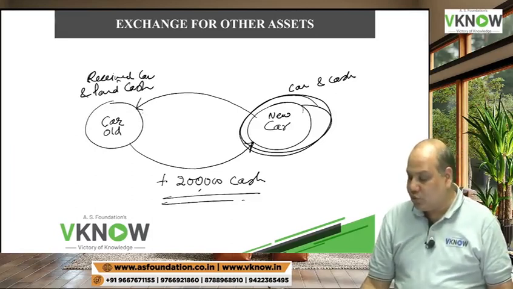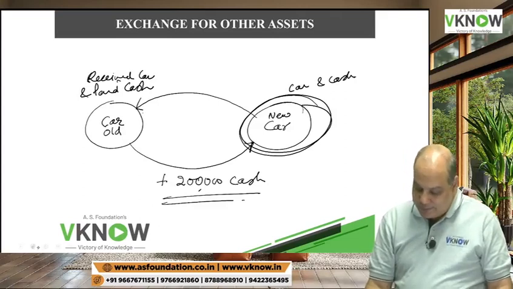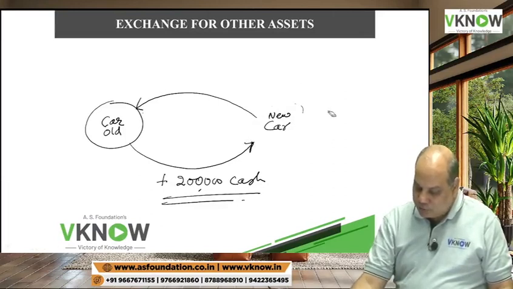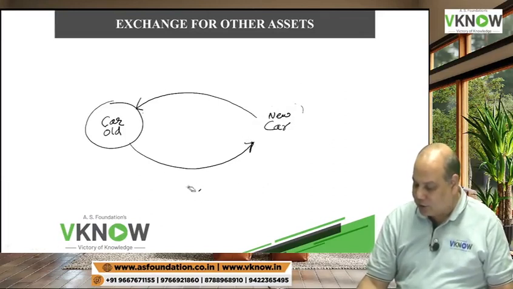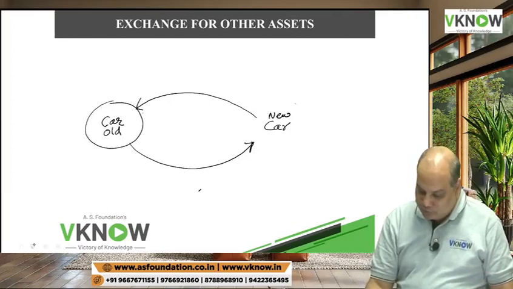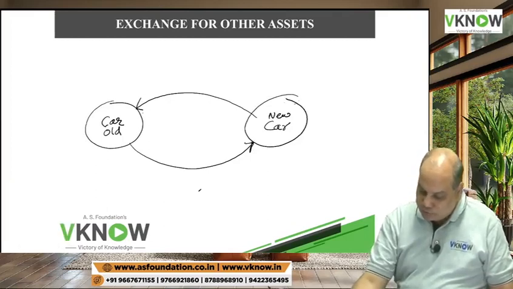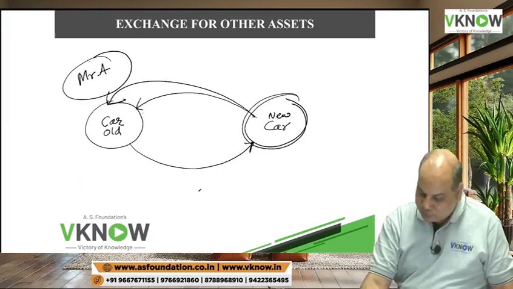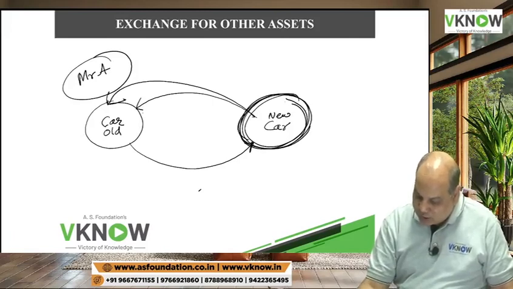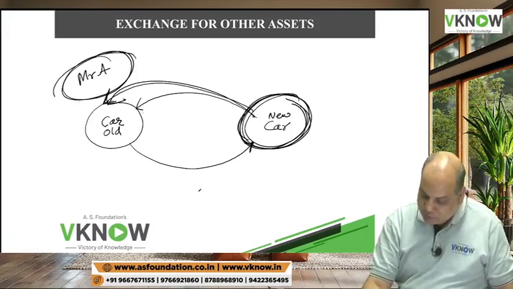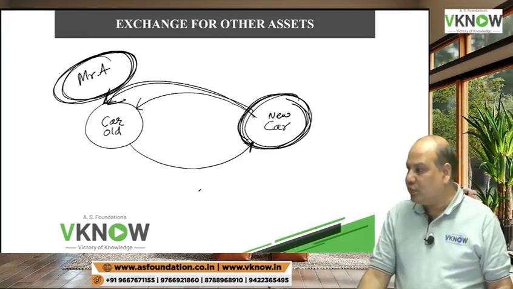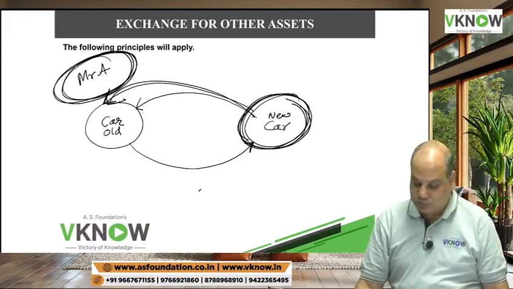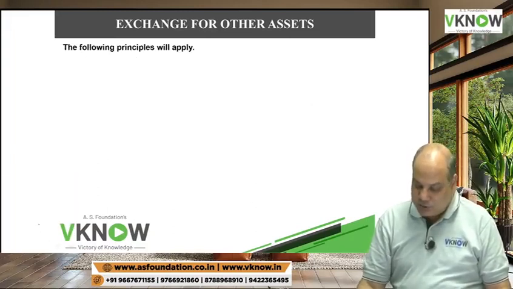So now the student is asking how to do the accounting. So we have to refer to the guidance given by this standard. The issue is how this asset which is acquired, let us say by Mr. A, will be recorded in the books of Mr. A. If you have understood the issue, you will understand the discussion. So the following principles will apply.